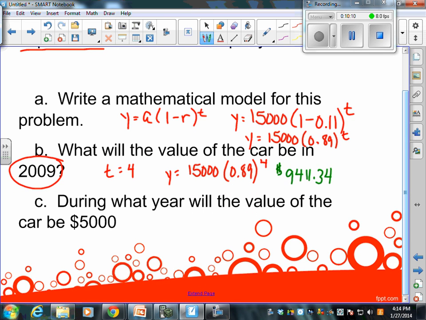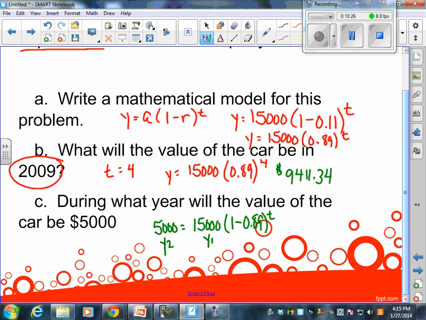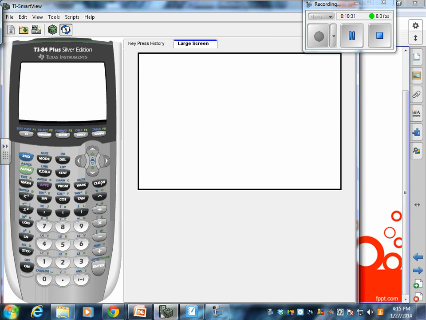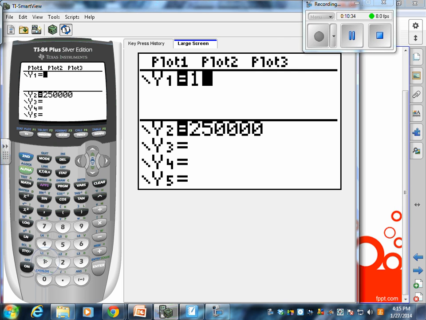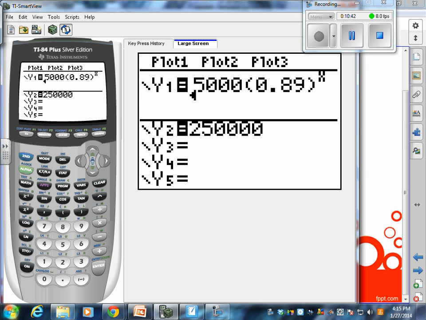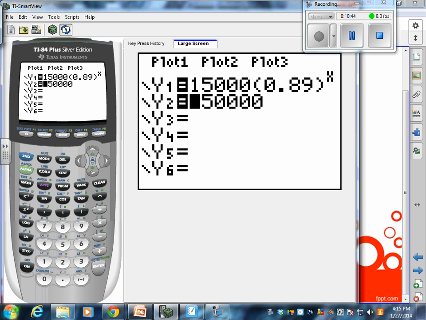So now I know the Y value is 5,000, so I want to say, when would 5,000 equal 15,000 times (1 minus 0.89) to the t? So we're going to do, that's Y2, that's Y1. So using my calculator, go into Y equals, I'm going to have 15,000 times 0.89 to the x. And then I want to know when this is going to equal 5,000.